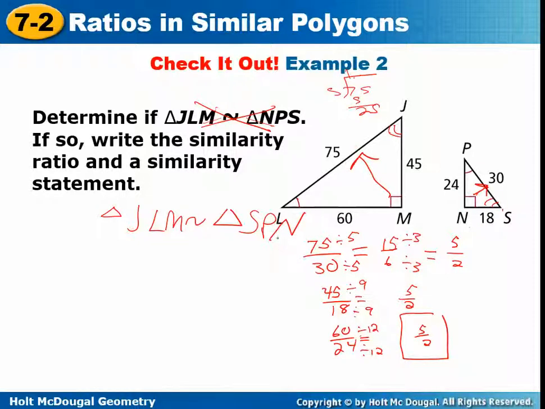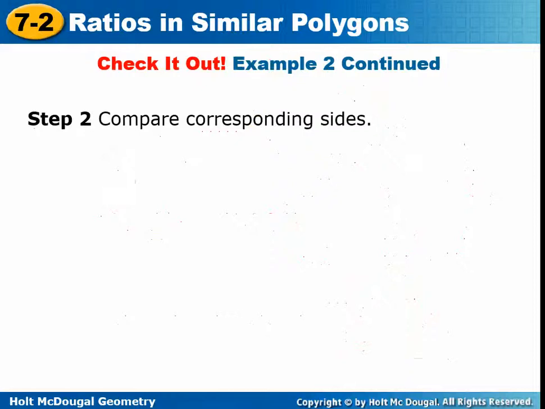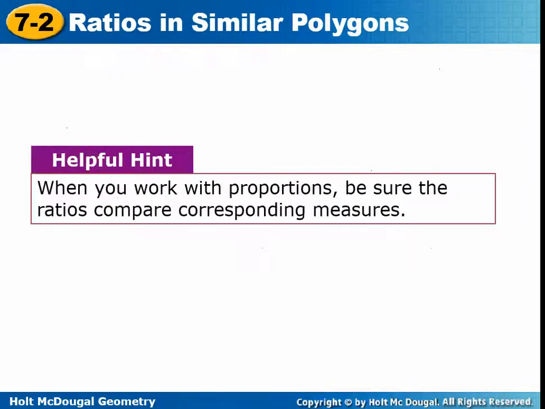That would be a correct similarity statement. Now, that's not the only similarity statement. You could start with M and go M, L, J, and then over here you'd have to go similar to triangle N. I can't remember which order I went. N, P, S, I think. So you just have to make sure your corresponding angles are listed in the same spot when you write your similarity statement. And they're just going to go through the same thing I did.